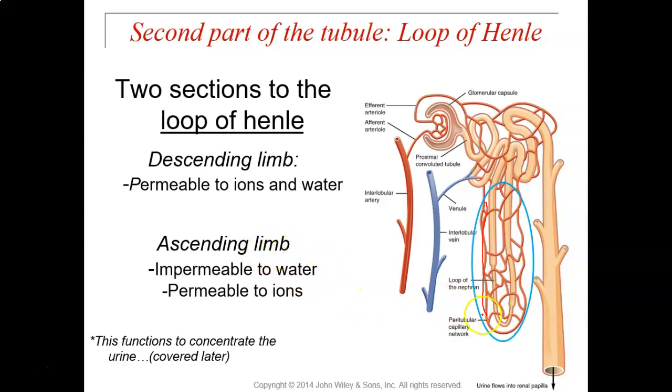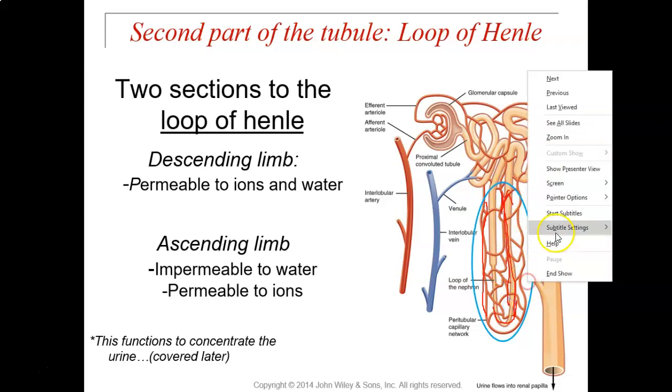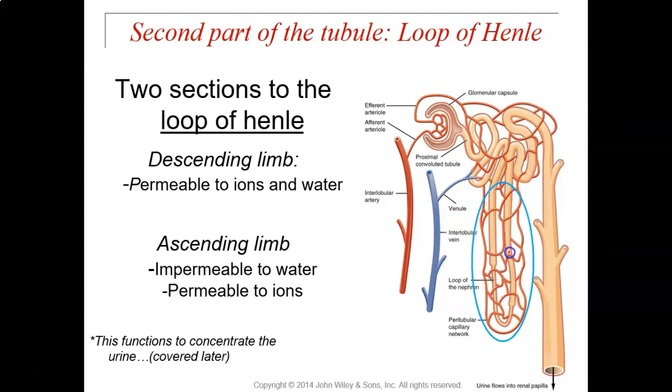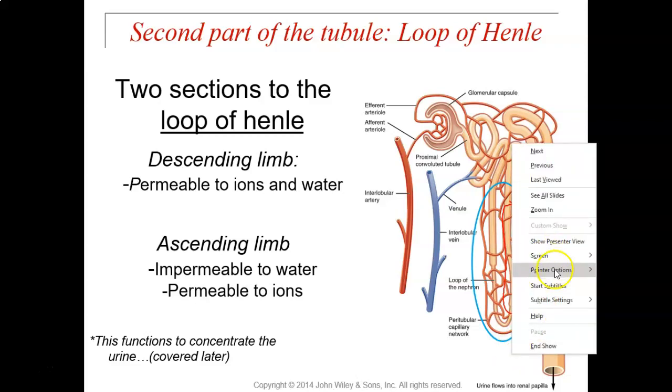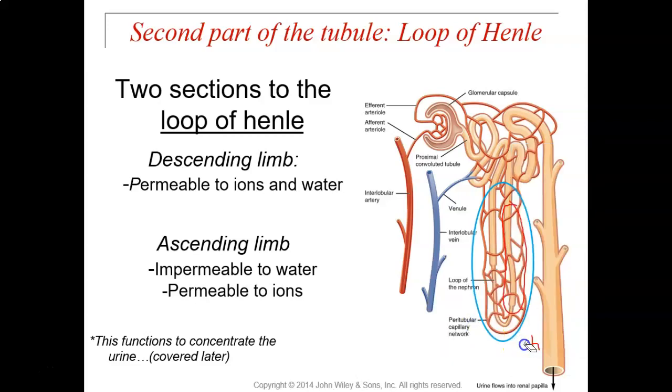The ascending limb is this part, and it starts to come up this way. That's the ascending limb. It's permeable to ions, calcium, potassium, etc. However, it is impermeable to water. Meaning if I'm water and I'm here, it's going to encroach upon the collecting duct.